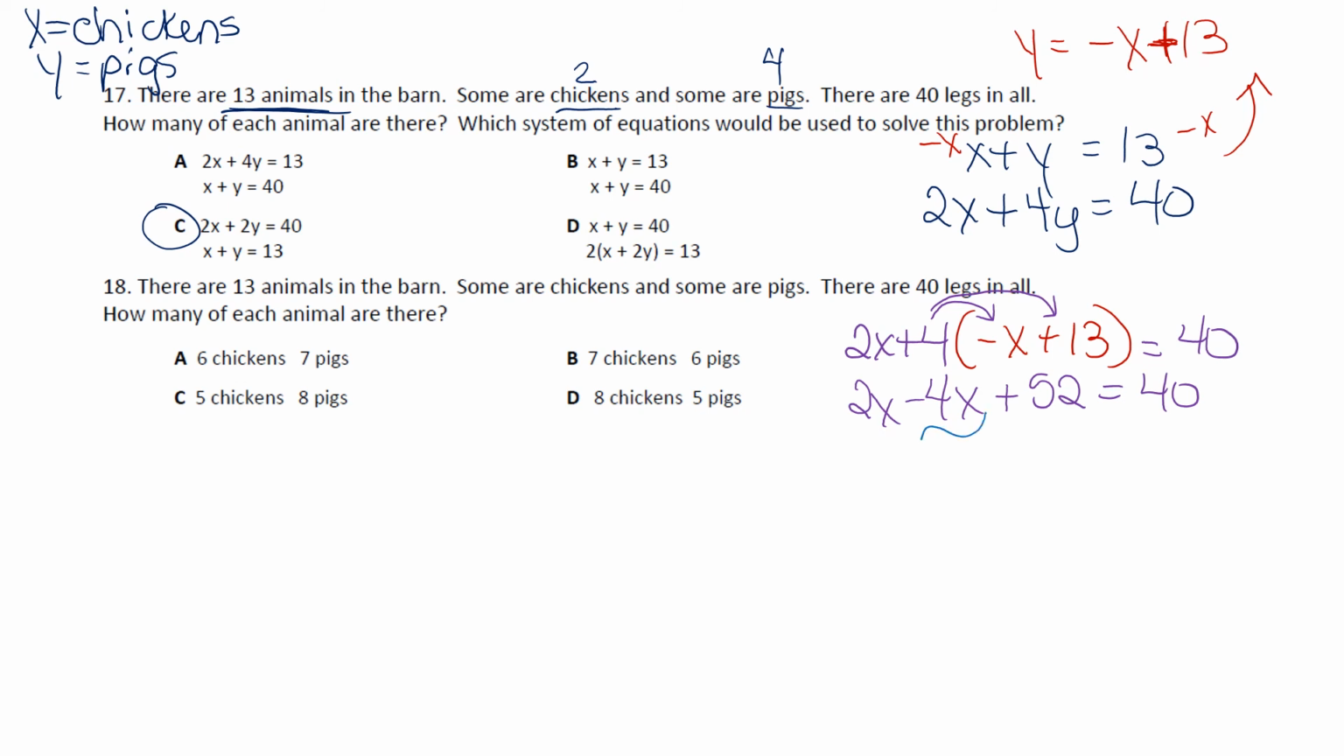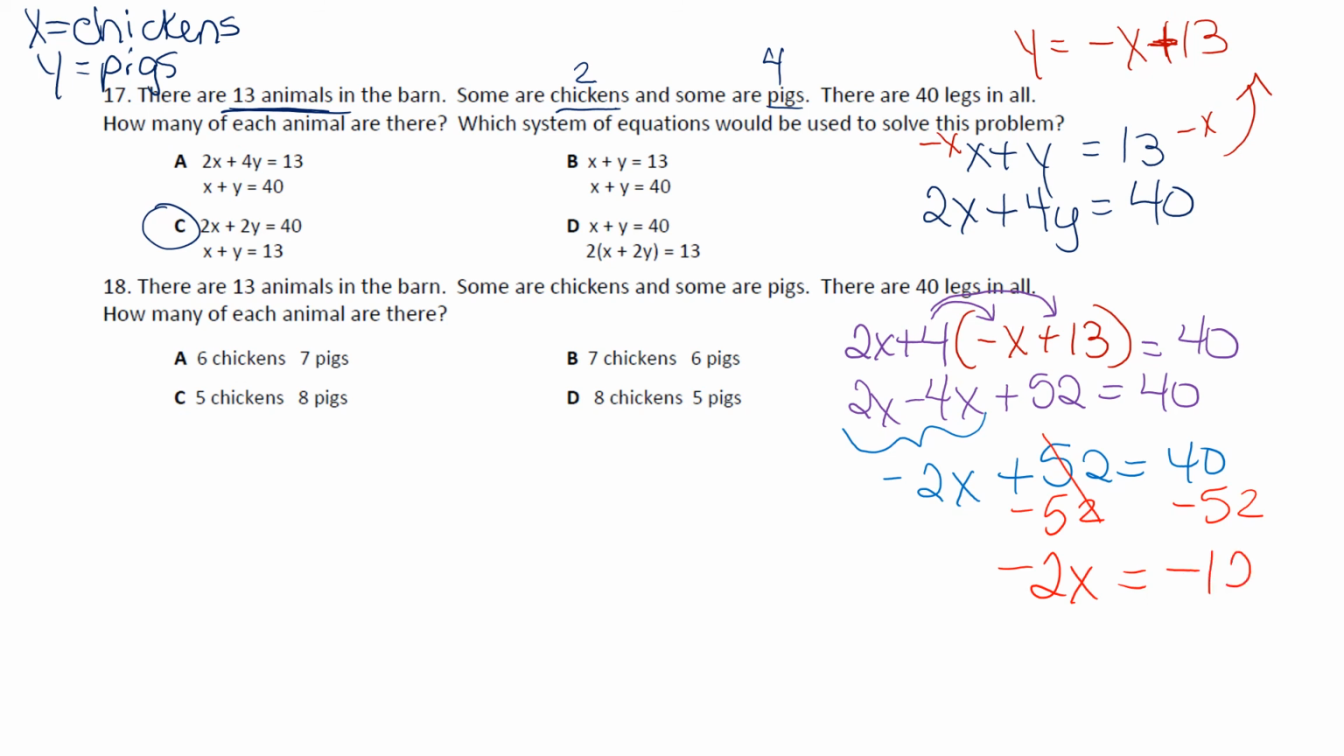You want to combine your like terms. 2 minus 4 is a negative 2x plus 52 equals 40. Then we need to get the 52 to the other side of the equal sign by subtracting 52 on both sides. Negative 2x equals negative 12. And then finally we divide by negative 2 on both sides. So x equals 6. So remember, x represents the chickens, so that's going to be 6 chickens.